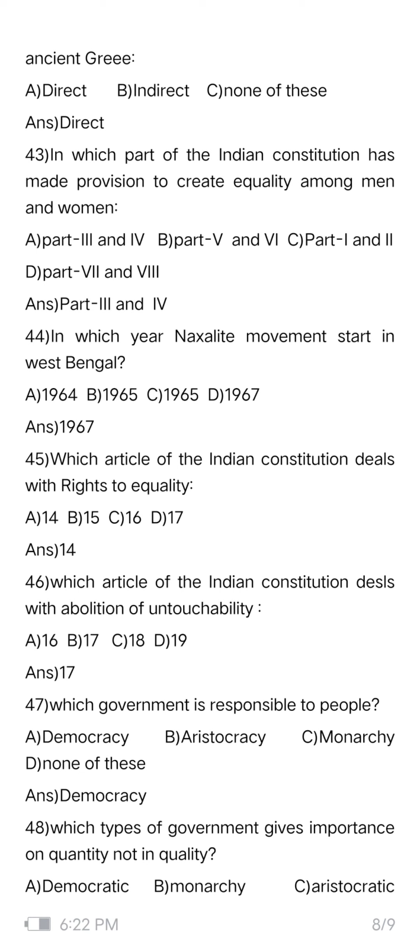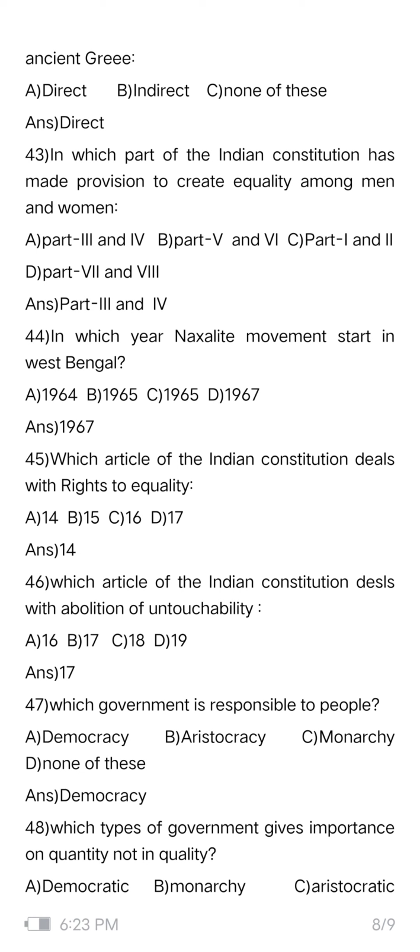Next question is, in which part of the Indian Constitution has provision been made to create equality among men and women? A, part 3 and 4. Option B, part 5 and 6. And option C, part 1 and 2, and option D, part 5 and 7. Our right answer is part 3 and 4. In part 3 and 4 of the Indian Constitution, provision has been made to create equality among men and women.